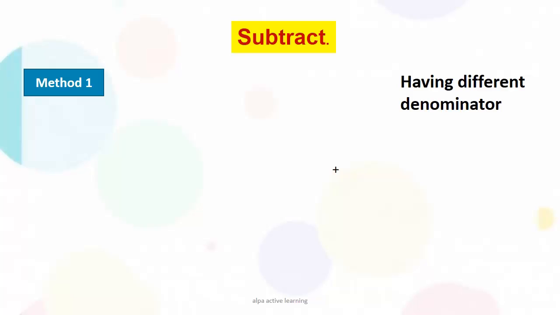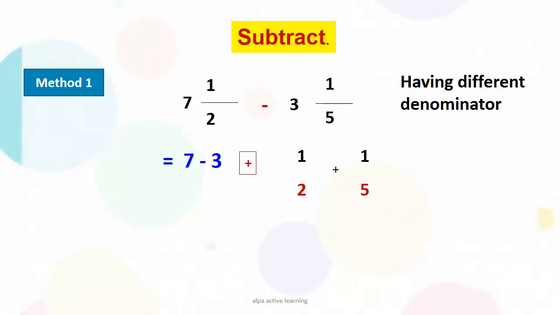Now subtraction. The steps we have followed for addition are the same for subtraction, except you have to subtract instead of adding. So let's take an example. Again, look at them, they have different denominators. So what will we do first? We'll subtract the whole numbers, that is 7 minus 3, and then 1/2 minus 1/5. Now, 7 minus 3, the answer is 4.